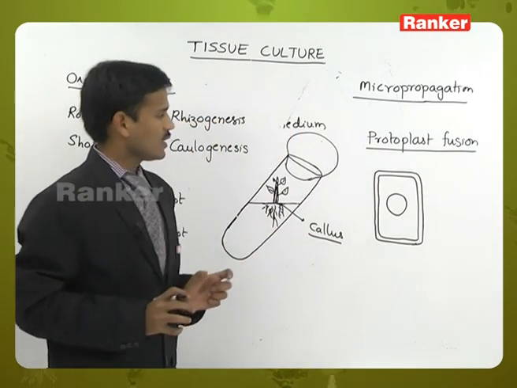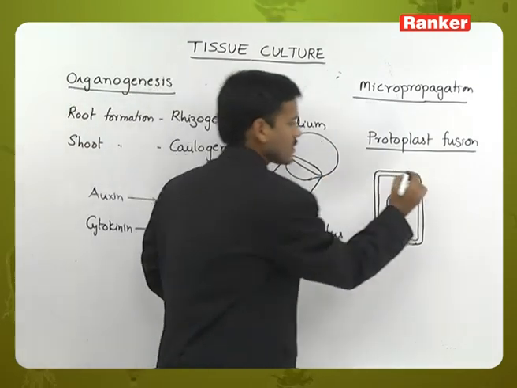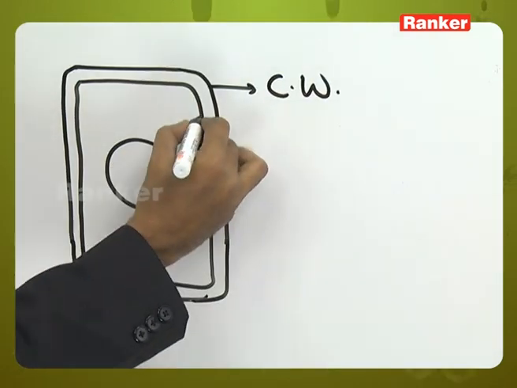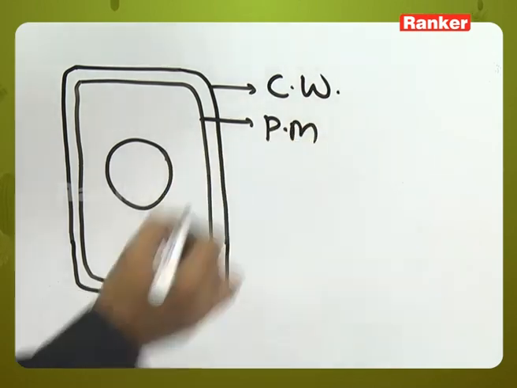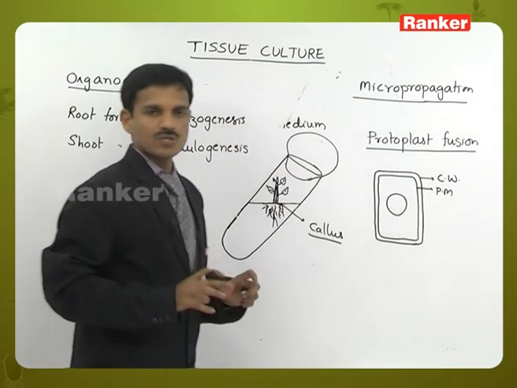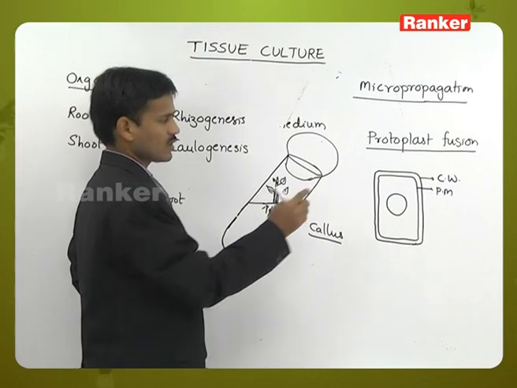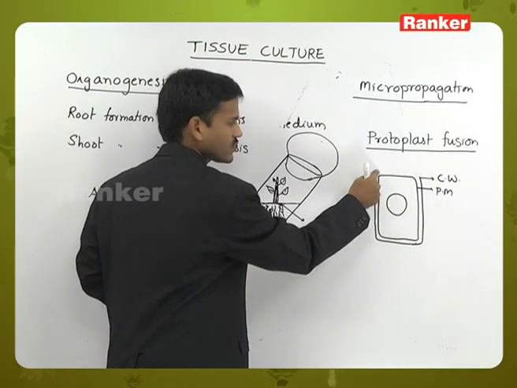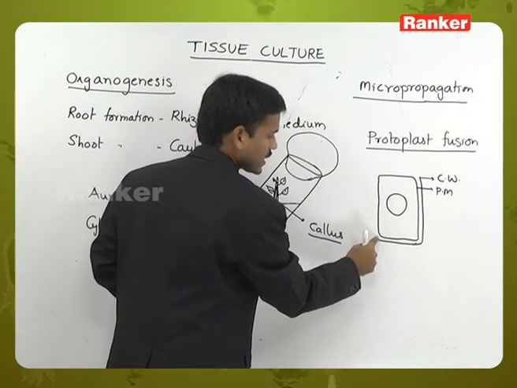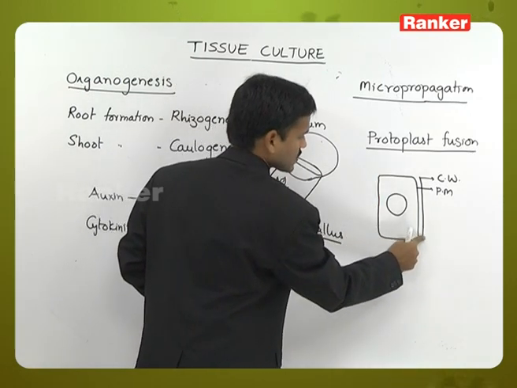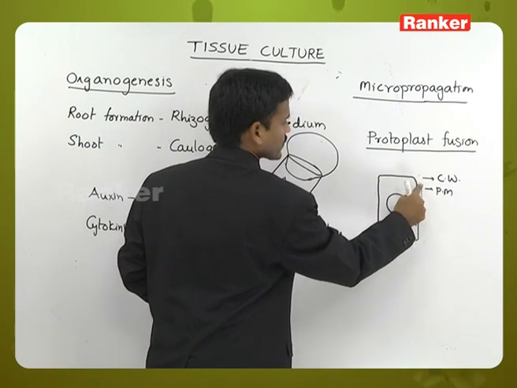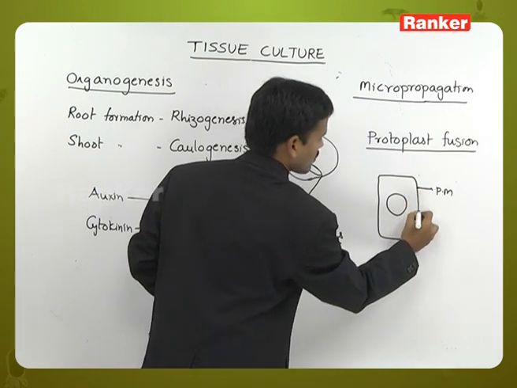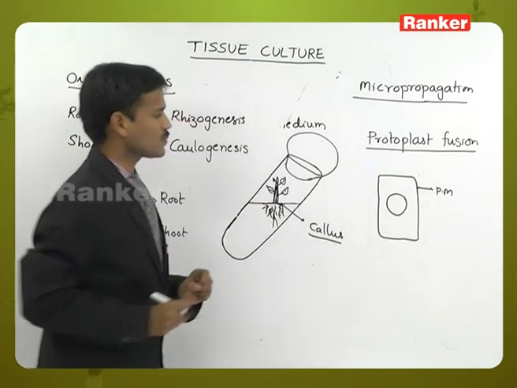Within the plant cell, the outer boundary is the cell wall, then the plasma membrane, and the nucleus. If the cell wall is removed from the plant cell, the remaining material is called protoplast. So completely the remaining material is called protoplast.